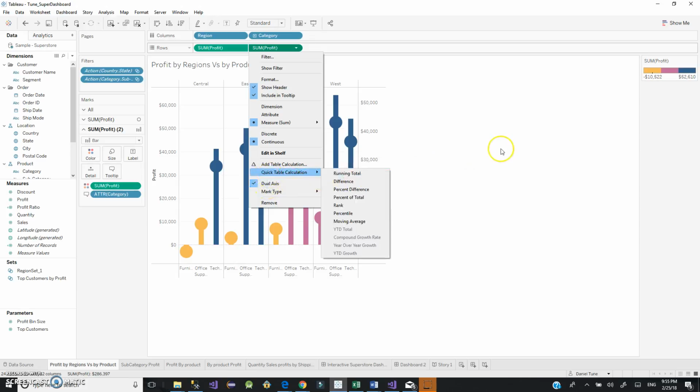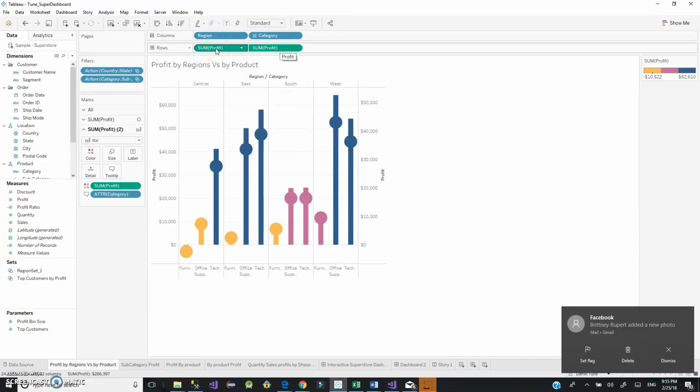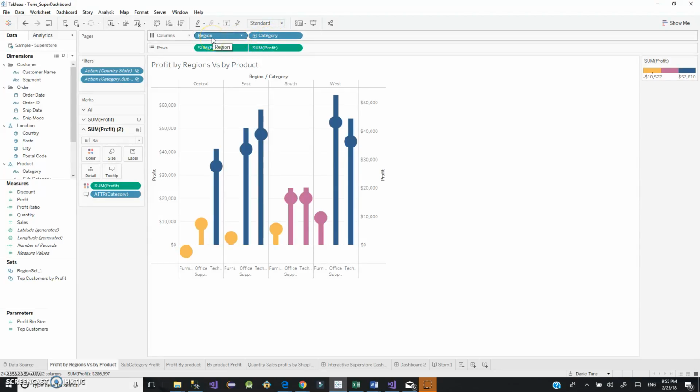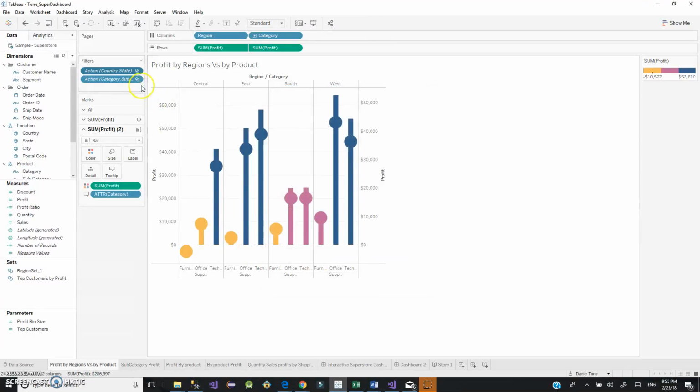That dual axis puts both together to analyze the sum of profit, and another sum of profit is right here. The reason is I'm using one for category and one for region, and here is also the filter section. I'm gonna edit it and show that I use all of the filters, for categories, for the country and the state also.